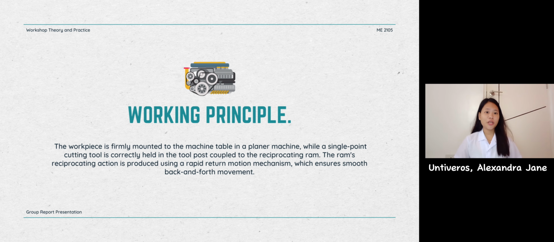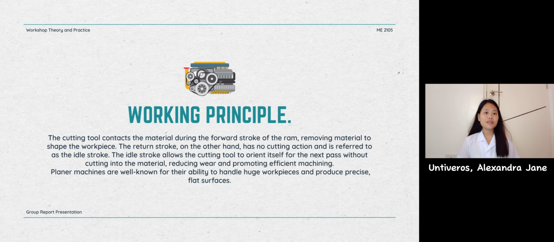Working principle of the planer machine. The workpiece is firmly held or mounted onto the machine table of the planer machine, while the single point cutting tool is correctly held in the tool post coupled to the reciprocating ram. The ram's reciprocating action is produced using the quick return motion mechanism, which ensures smooth back and forth movement. The cutting tool contacts the material during the forward stroke of the ram, removing material to shape the workpiece.